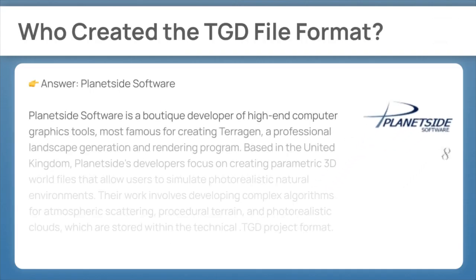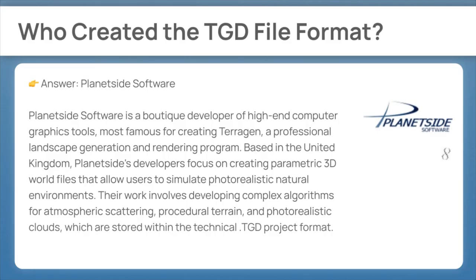TGD files are structured according to TerraGen's internal format, which includes data for terrain height maps, surface shaders, and object placement. The format is optimized for efficient rendering within the TerraGen engine. Modifying TGD files directly without using TerraGen can lead to data corruption or unexpected rendering results.